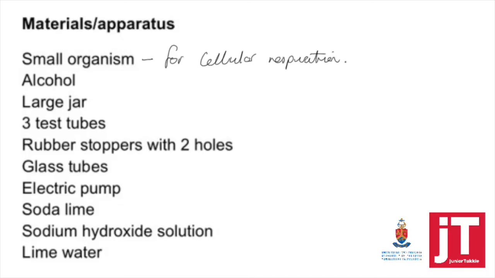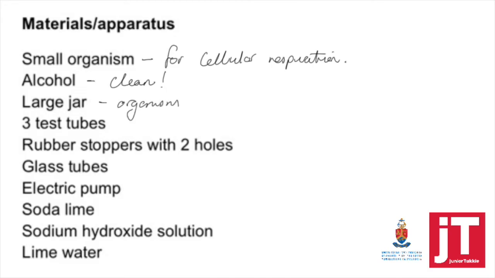Some of the materials or the apparatus: a small organism, so this is that respiring organism. Alcohol to make sure that our apparatus is clean, because the last thing you want is a microorganism adding any type of respiration to your experiment. So we clean all of the surfaces in the apparatus with alcohol to kill off all of the microorganisms that may be present on those surfaces so that they don't interfere with the investigation at all.